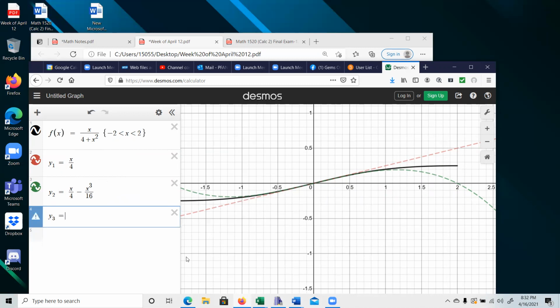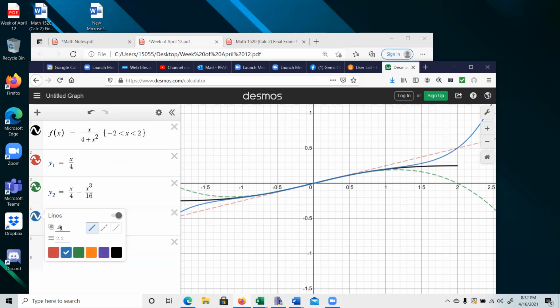And then y3, we have x over 4, minus x cubed over 16, plus x to the 5th over 64, I believe. All right, and let's make this a little bit lighter. So we'll do 0.8, and again, we'll make it dotted lines here, and I'm going to scratch out these because there's a lot on the table now.